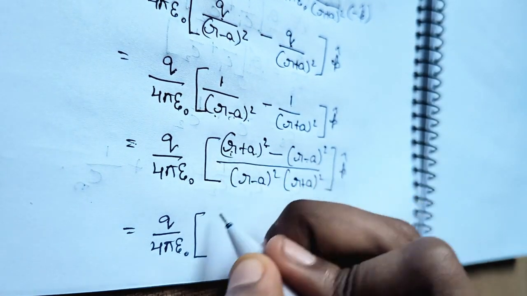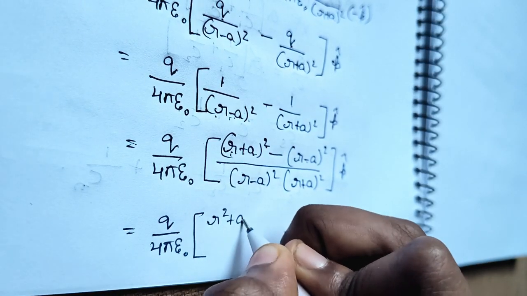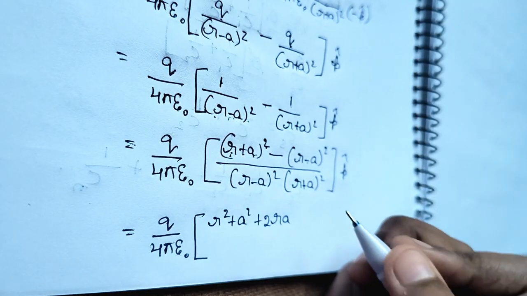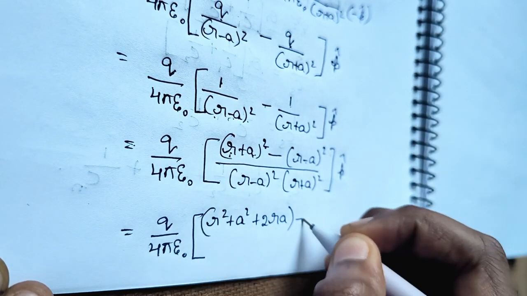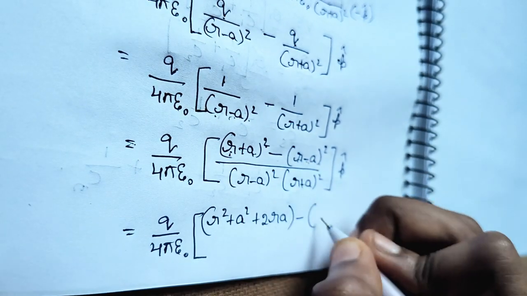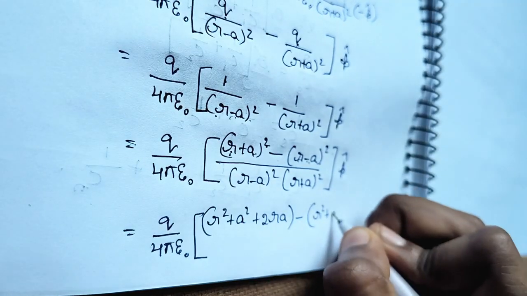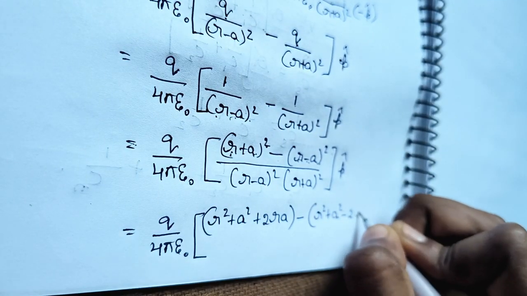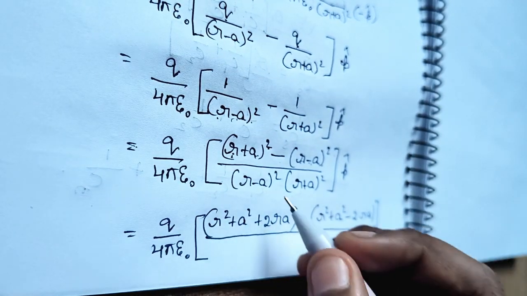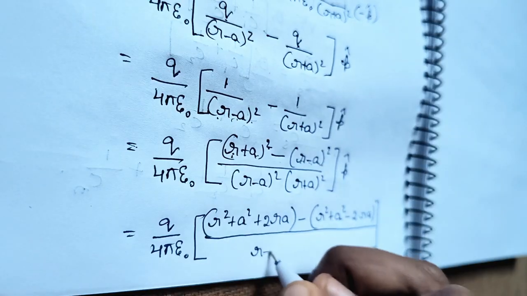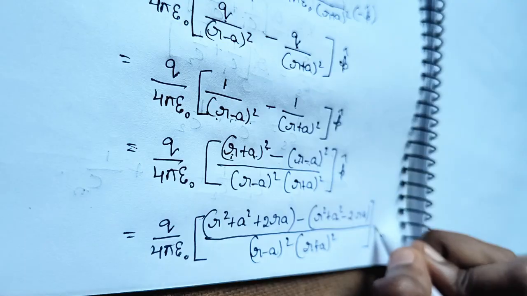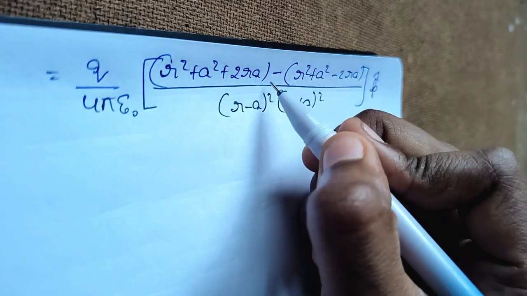The (a plus b) whole square formula is a square plus b square plus 2ab, right, into minus (a minus b) whole square. Know that again, (a minus b) whole square is a square plus b square minus 2ab, divided by, here I'll write the same, (r minus a) whole square into (r plus a) whole square into p cap. Here we can remove the bracket.